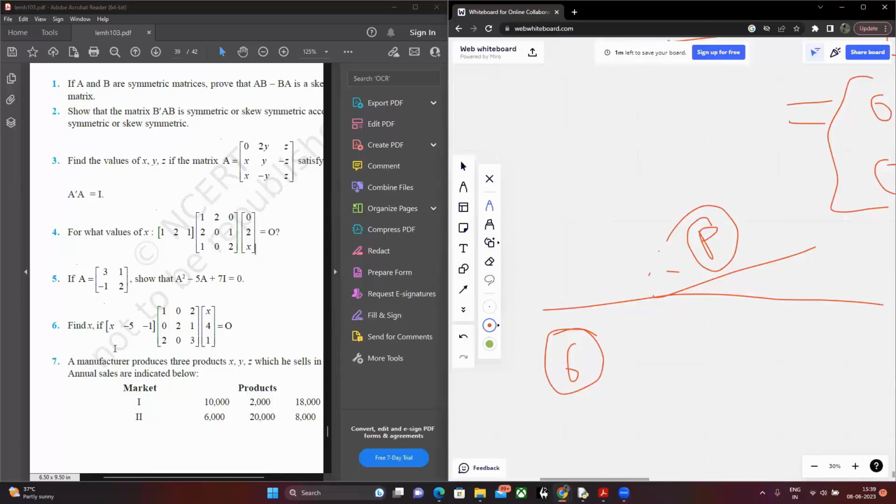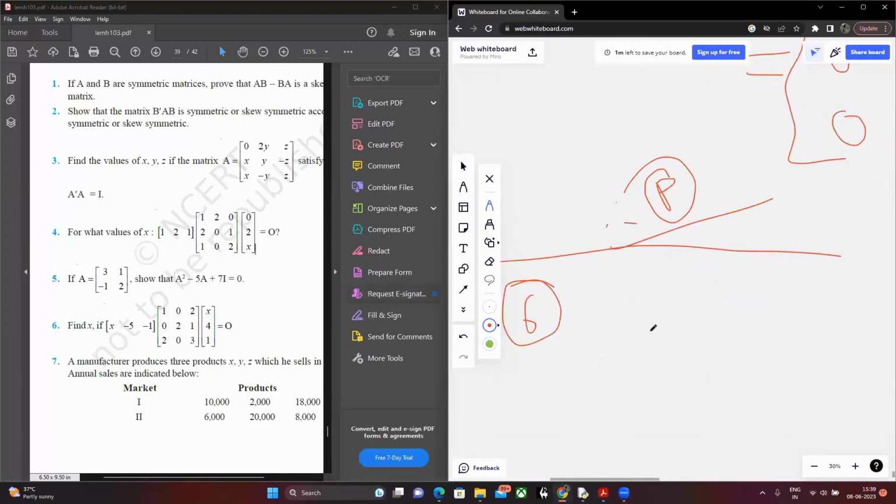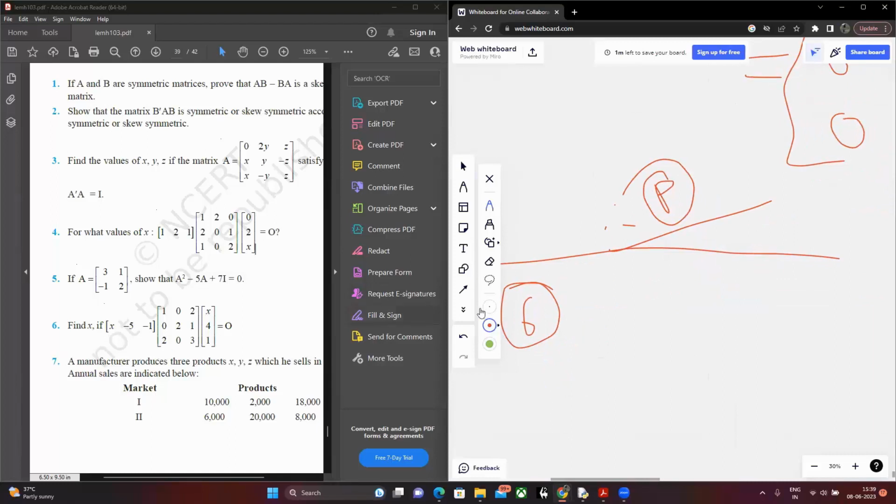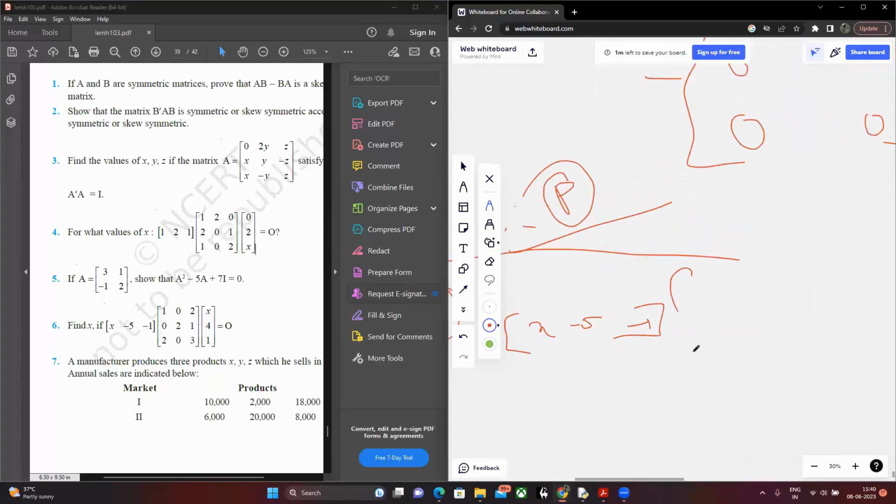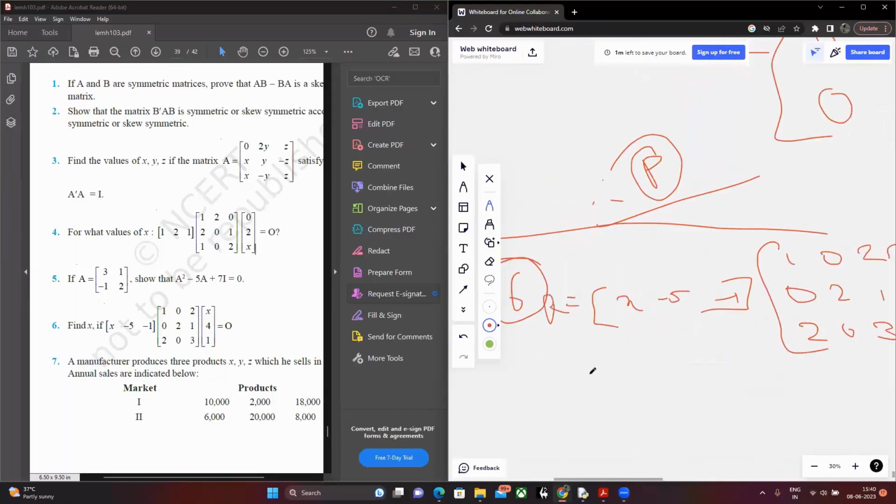Find x if this whole thing is going to be equal to 0. Same as question number 4, but over here you have 2x's, right? So we deal with this first, left to right again. So I'm going to be left with a row matrix. I'll write this as x minus 5 minus 1 into 1, 0, 2, 0, 2, 1, 2, 0, 3. Let this be R now.